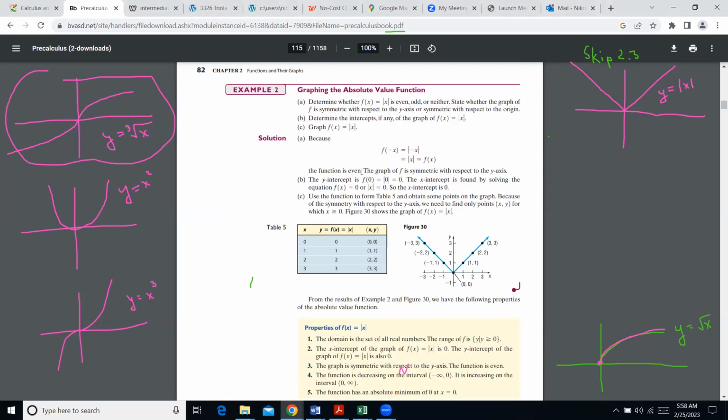You can see it in example 2, and that's the so-called check mark like function. This is the absolute value function. So that's another curve that has a place in our library of functions. That's the one that we will also be working with throughout this chapter.